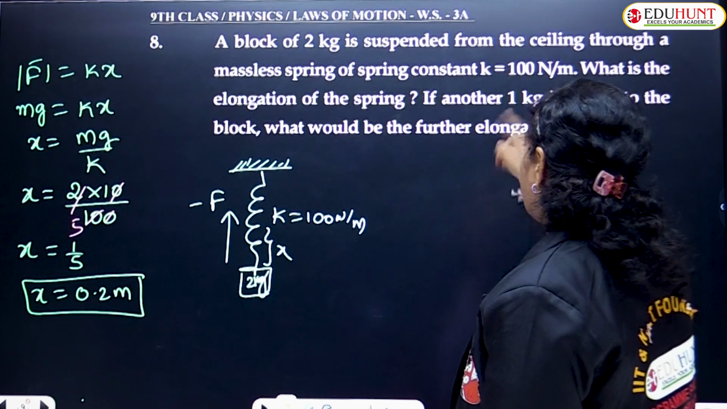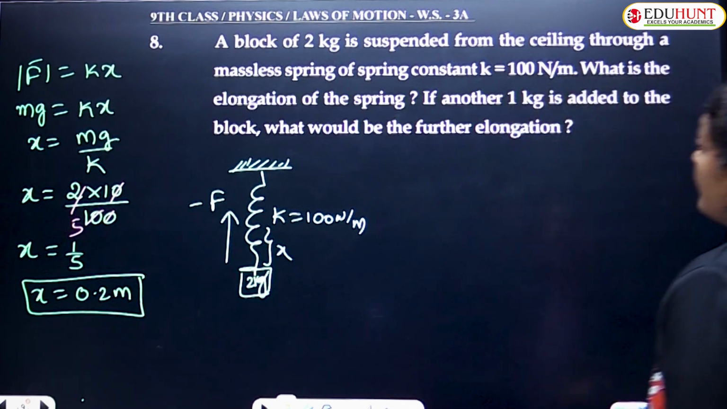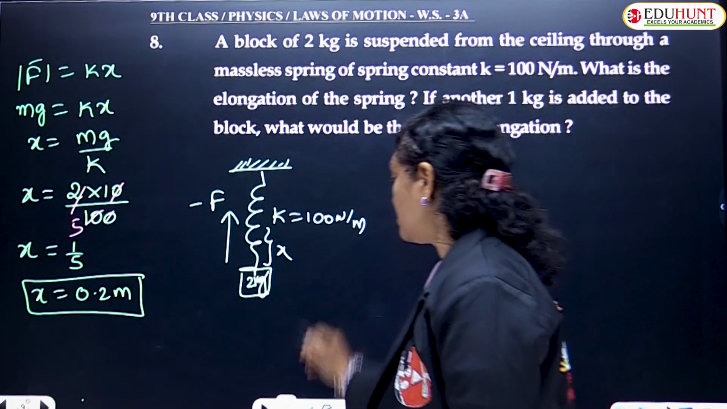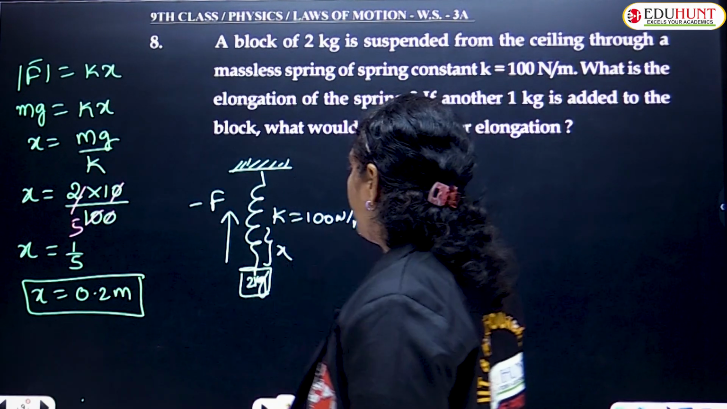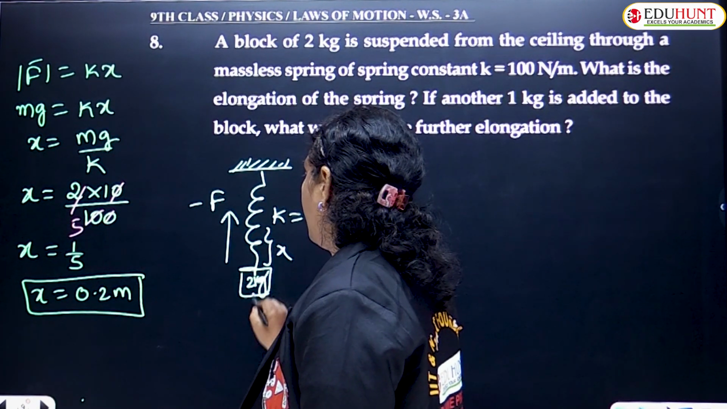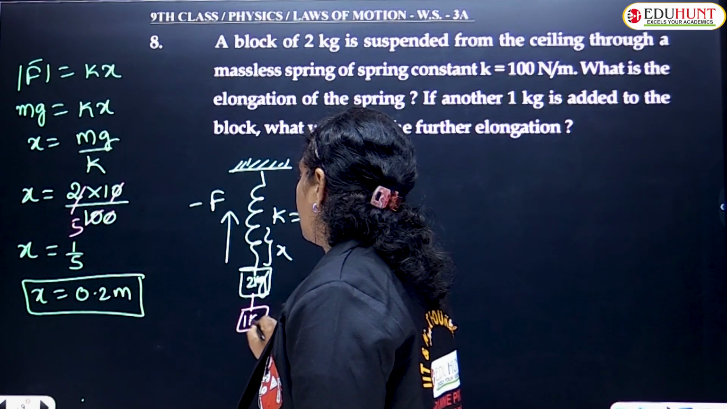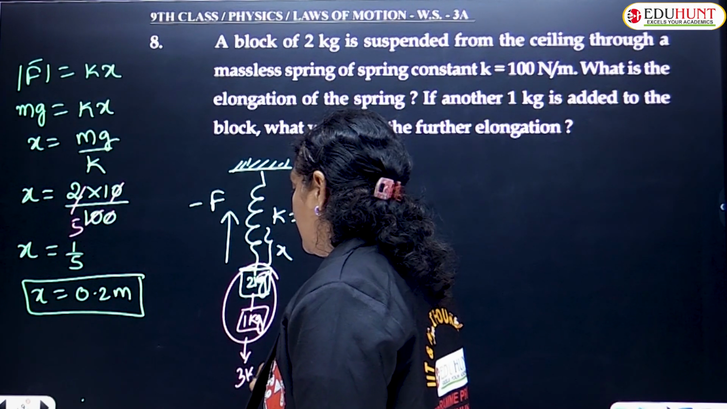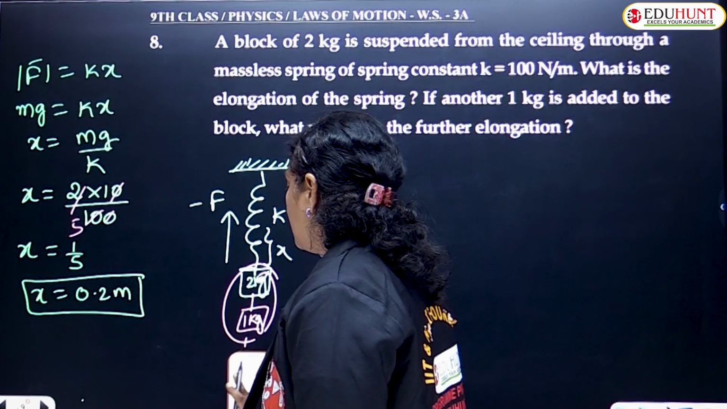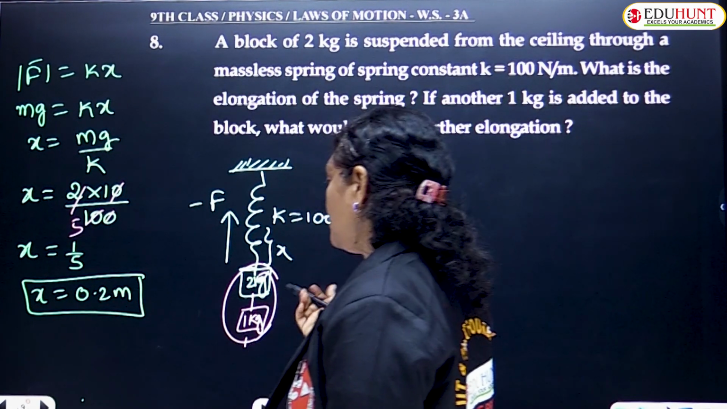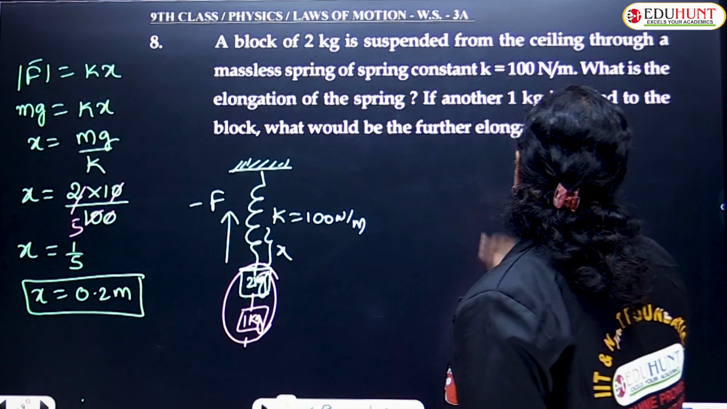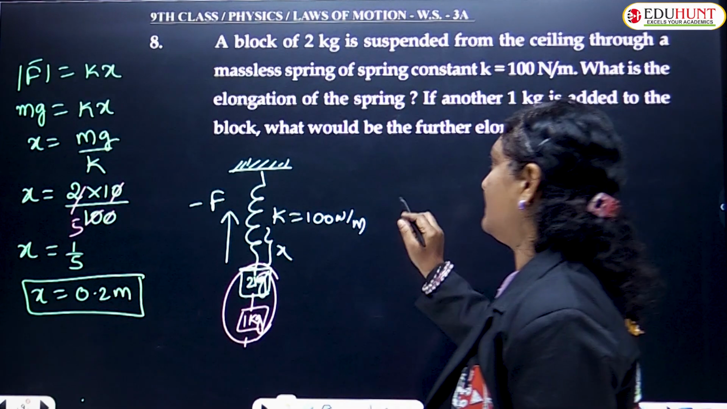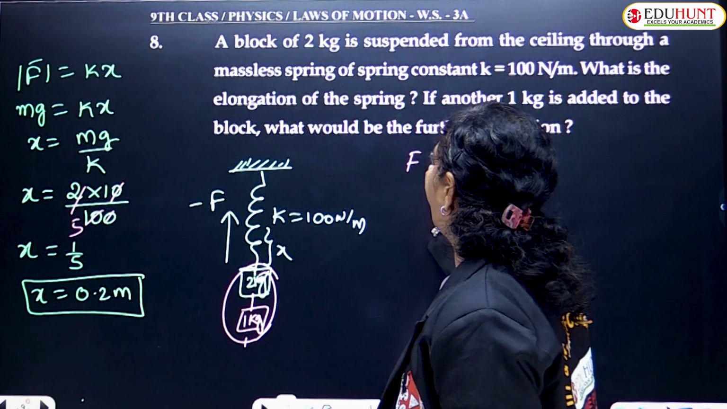You know all the values, substitute to find out the elongation in the spring, how much it is being stretched. So moving to the second part of the question, if another 1 kg is attached to the block, so already this 2 kg is there, along with this 1 more kg is being attached. So now the total weight acting downwards will be 3 kg. So the total weight is 3 kg into g, that is 3g. Based on that, what would be the further elongation? So further elongation will be some x dash.